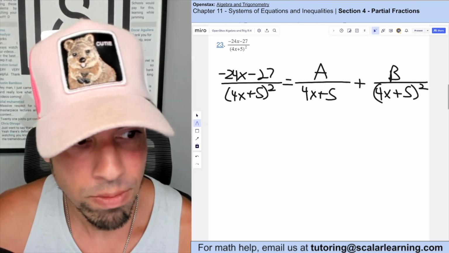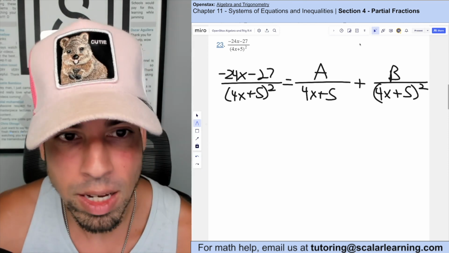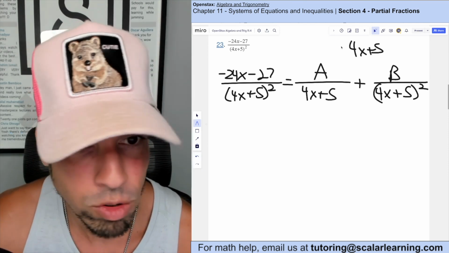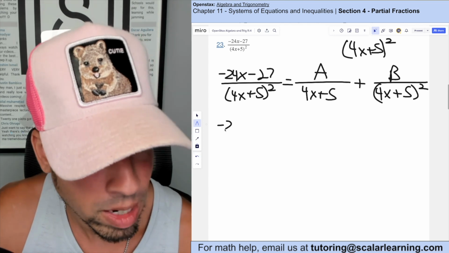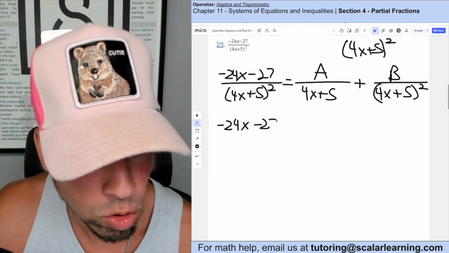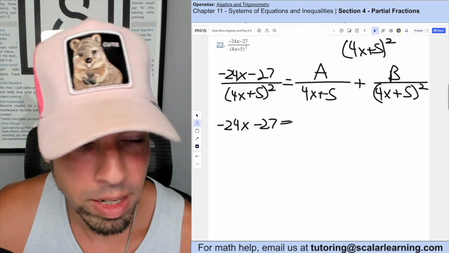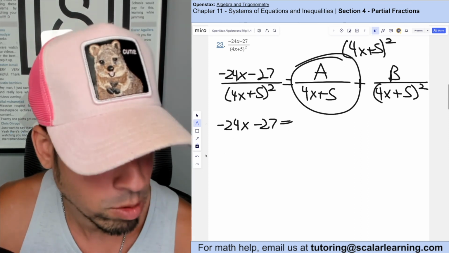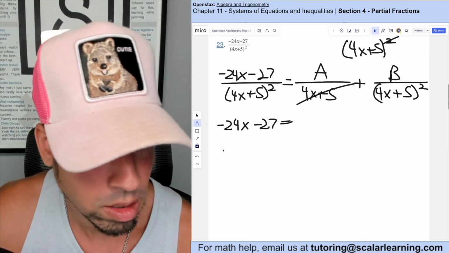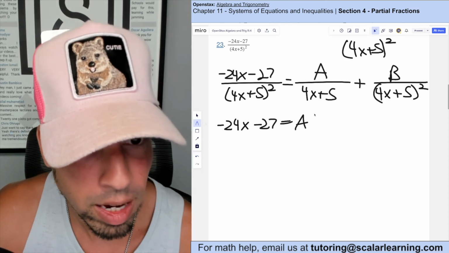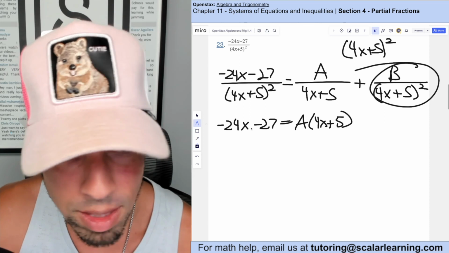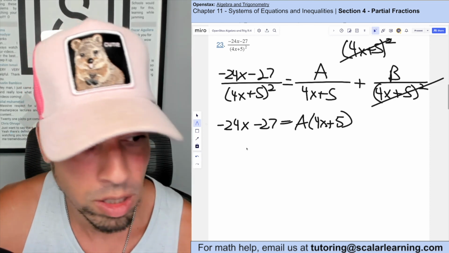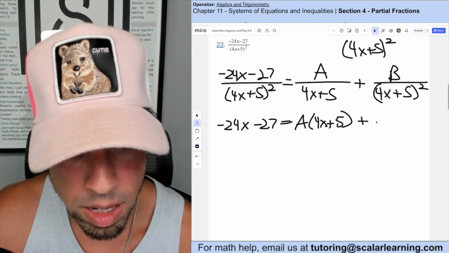Okay, now we're going to follow that same step. We're going to multiply both sides by that denominator, which is 4x plus 5 squared. Now, of course, when we multiply this, it's going to just fully cancel out, and we got negative 24x minus 27. Now, when we multiply it against a over 4x plus 5, one of these is going to cancel out, and we're left with a times 4x plus 5. When I multiply it against this, the entire denominators are going to cancel, and we're simply left with b.